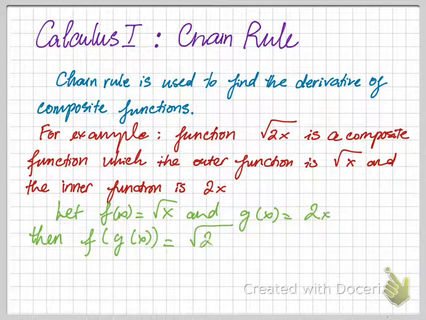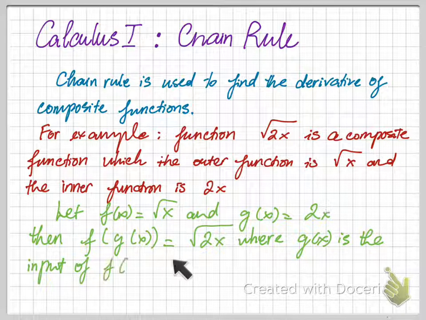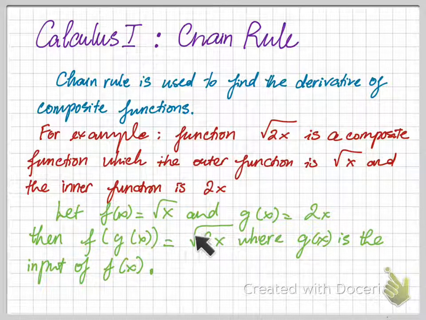then the function f compose g of x is going to be the function square root of 2x, where g of x here is the input of f of x. That means wherever you see x, you just replace it with the whole function g of x to get the function f compose g.